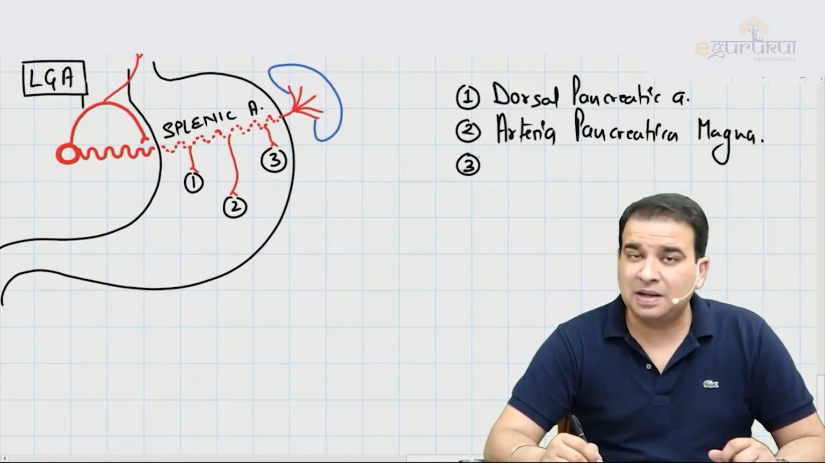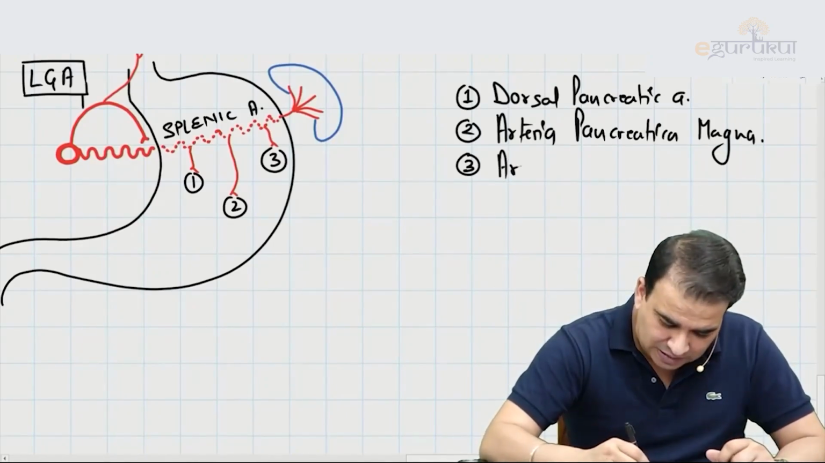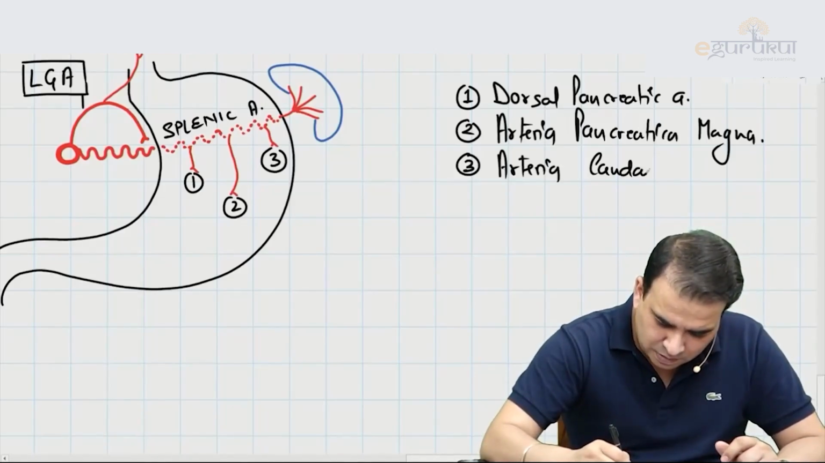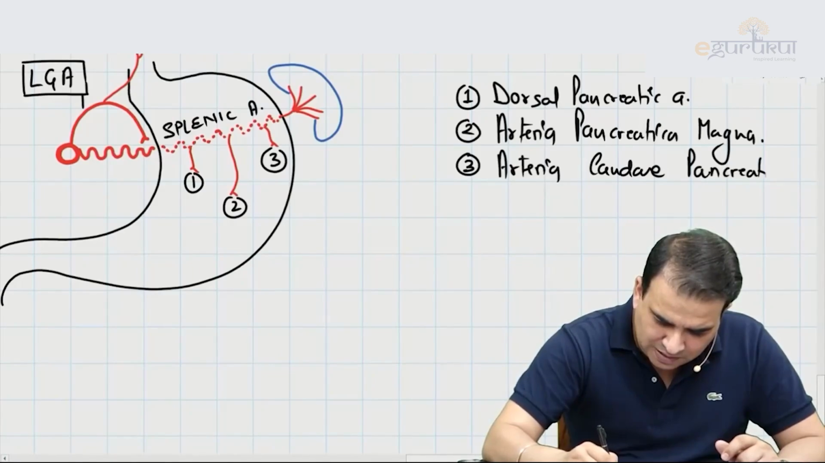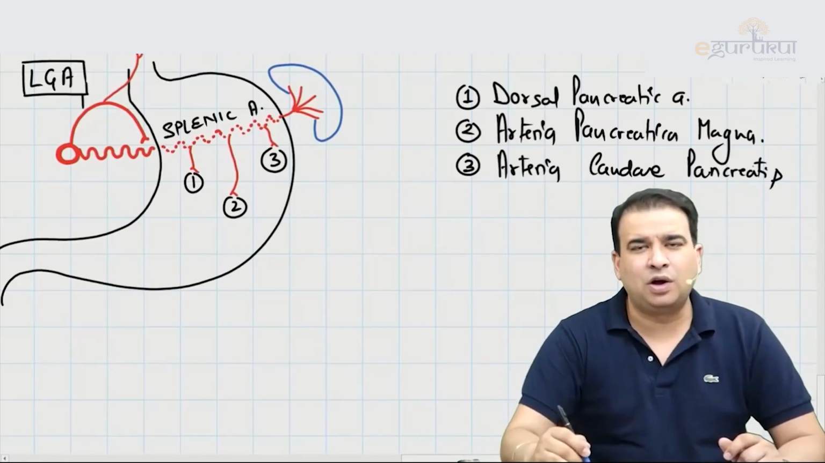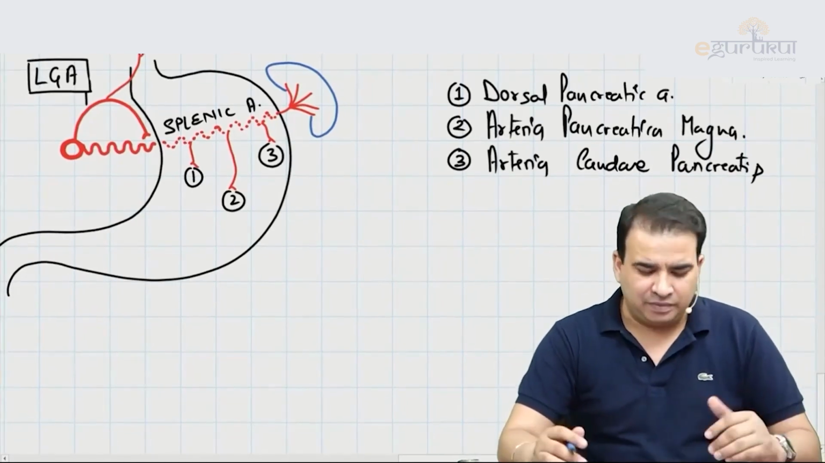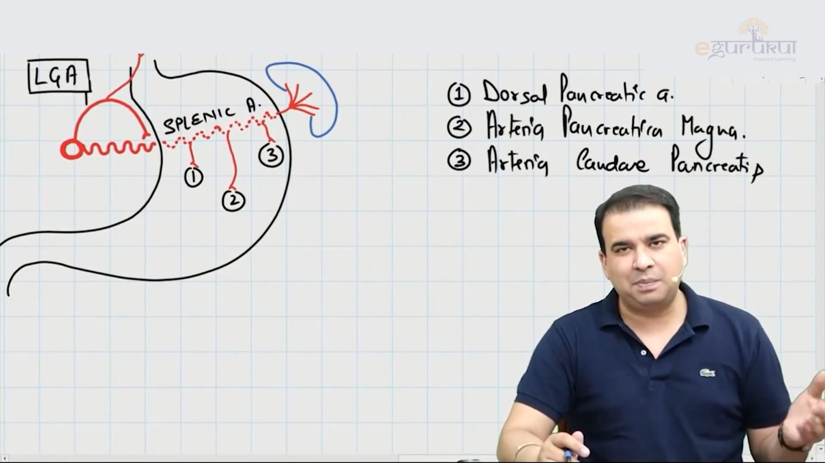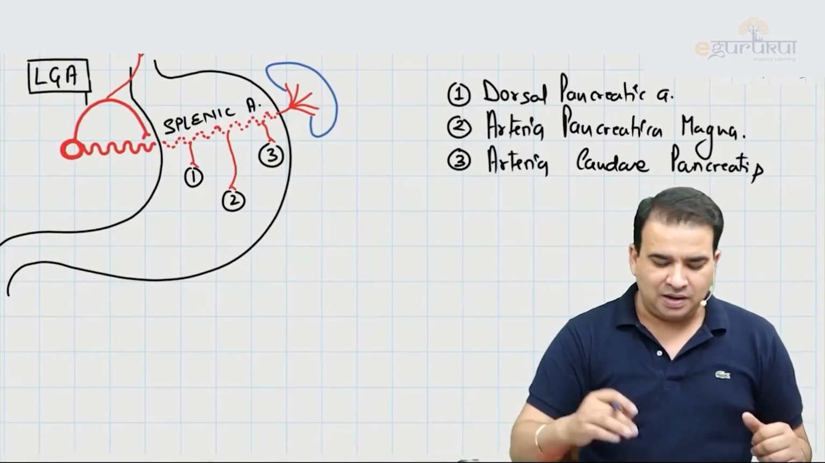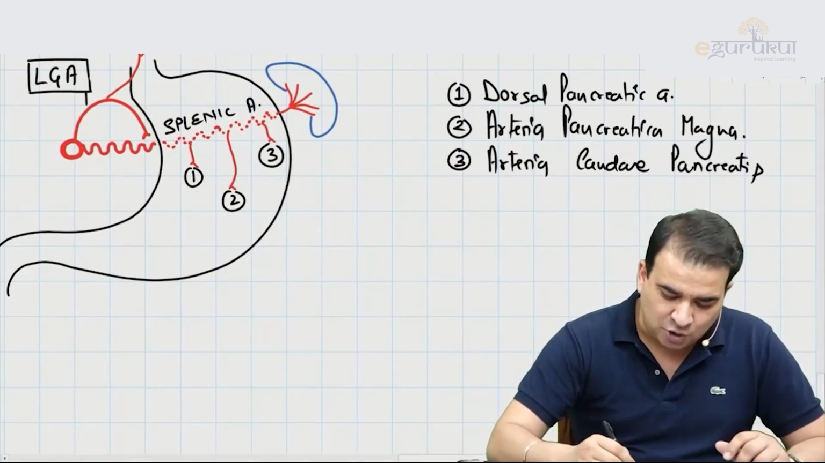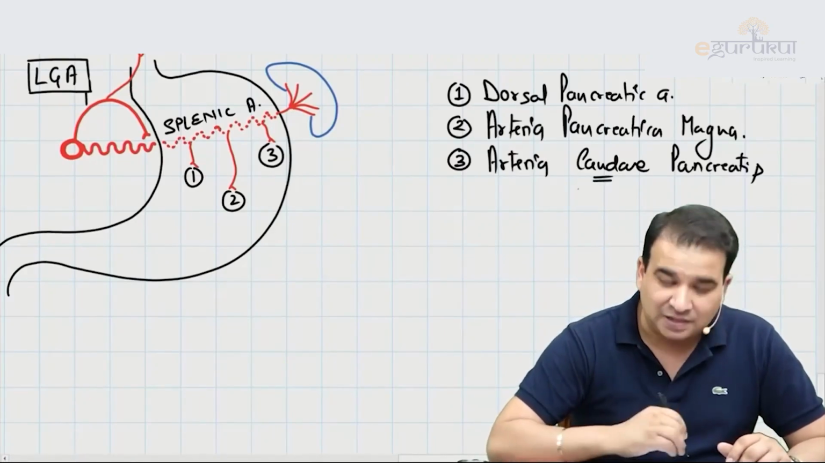And third artery, which is supplying the tail of the pancreas, that is called the arteria chordae pancreatis. Well, you can call it arteria pancreatica chordae also, different name, like some few authors call it arteria pancreatica chordae. We call it arteria chordae pancreatis. As the name suggests, chordae, it is the main artery supplying the tail of the pancreas.